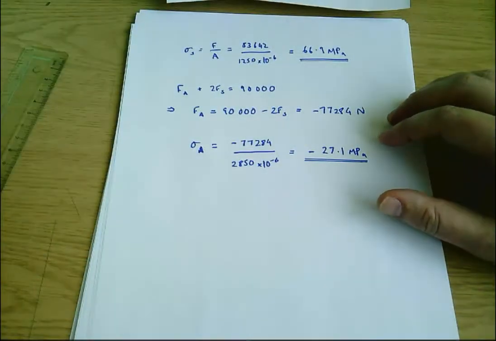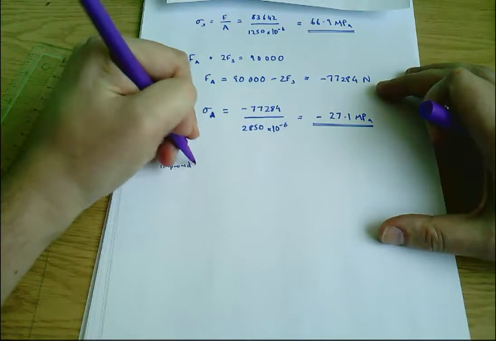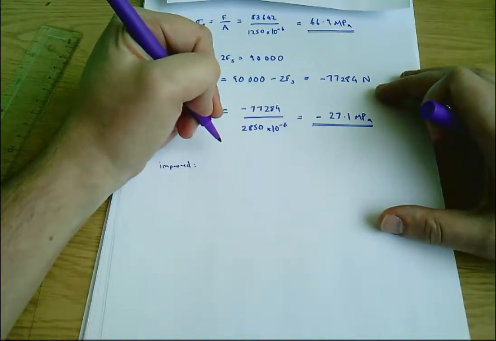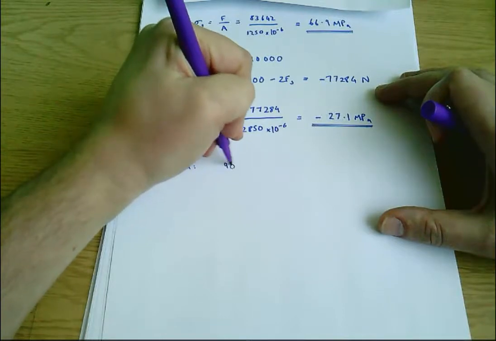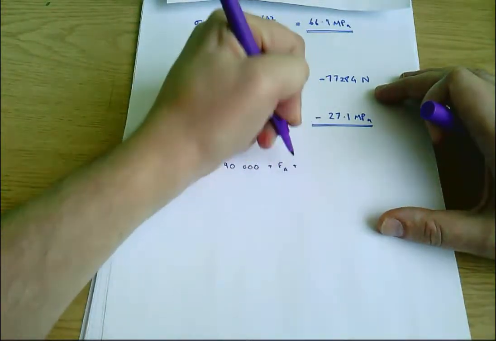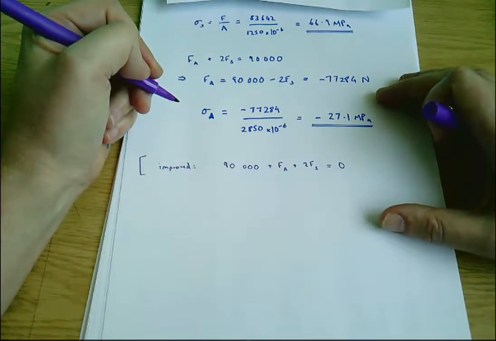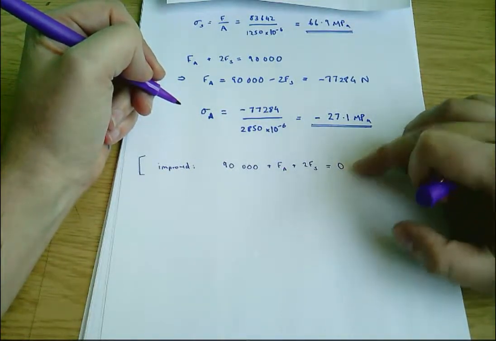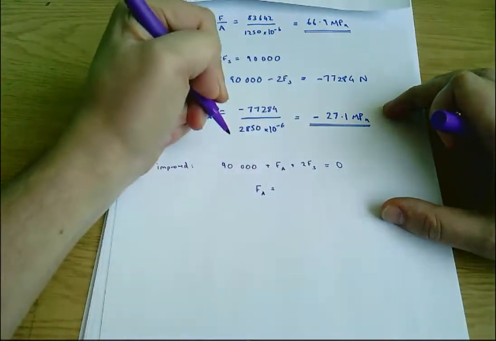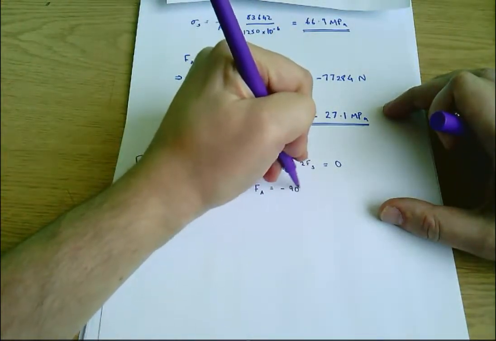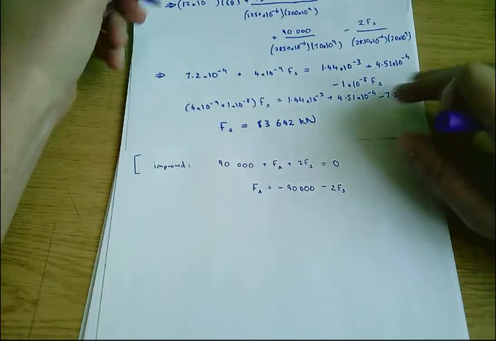It's not going to change very much, but let's just try improving this and getting it right. If instead of listing those as compressive forces pushing up, I list them as tensile forces pulling down, then all the forces are acting downwards, and I get 90,000 plus Fa plus 2Fs equals zero. All the forces acting downwards equal all the forces acting upwards, and there are no forces acting upwards. And that's going to give me Fa equals minus 90,000 minus 2Fs.